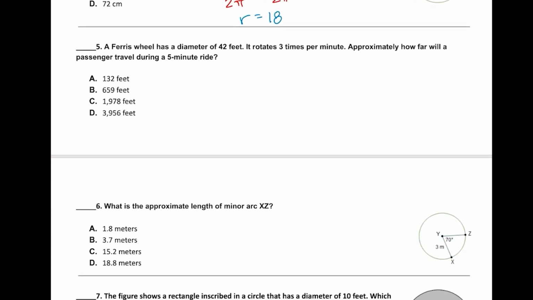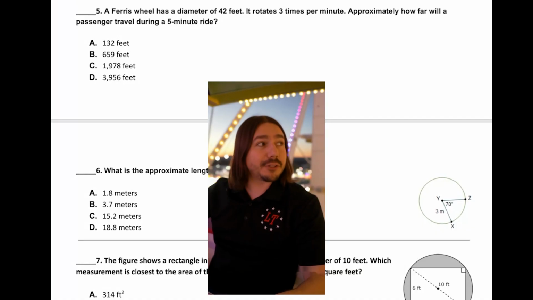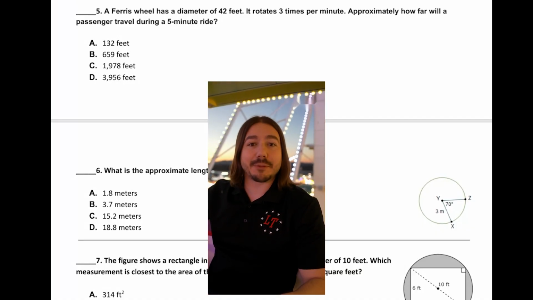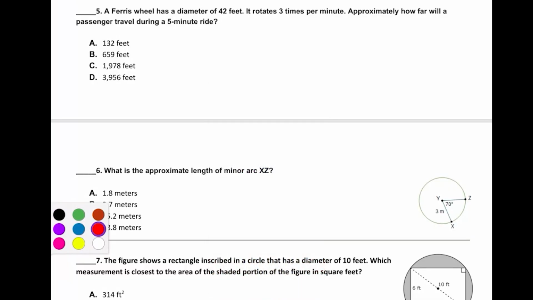Number 5 says a Ferris wheel has a diameter of 42 feet. It rotates 3 times per minute. How far will I travel during a 5-minute ride? So a Ferris wheel is basically a circle. I'm going to do just a rough sketch here of what a Ferris wheel looks like. There's little carts in here that you ride on.